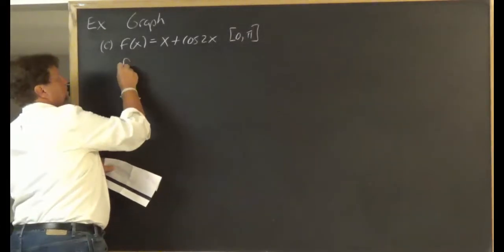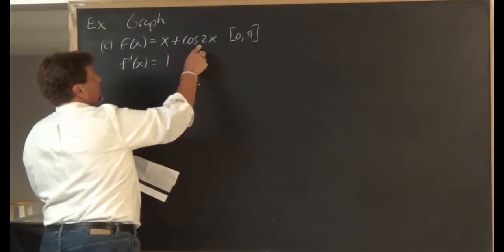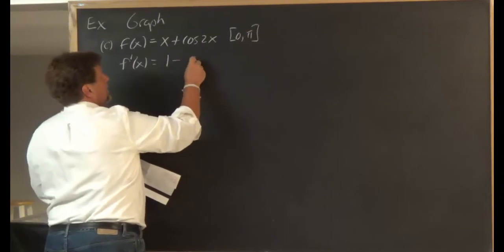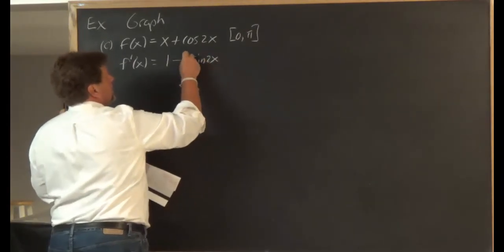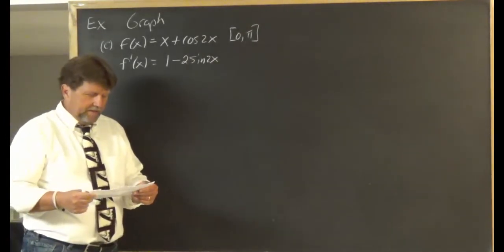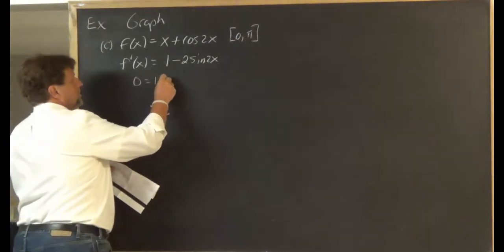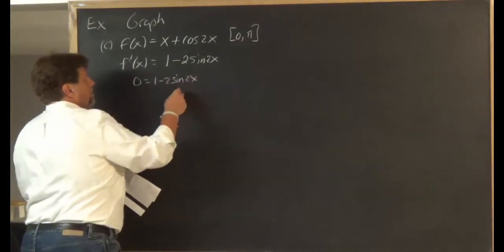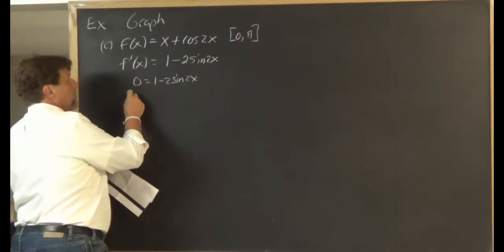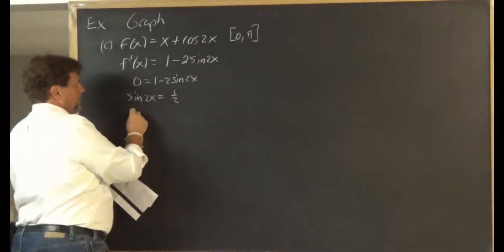So I start off getting the derivative. The derivative is 1. The derivative of cosine is negative sine. And then I have to remember the chain rule. So the derivative is 1 minus 2 sine 2x. I set the derivative equal to 0. Add this to both sides and then divide both sides by 2. And I have sine 2x equals 1/2.